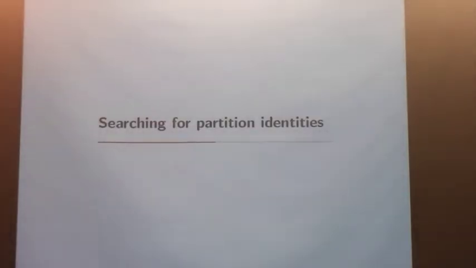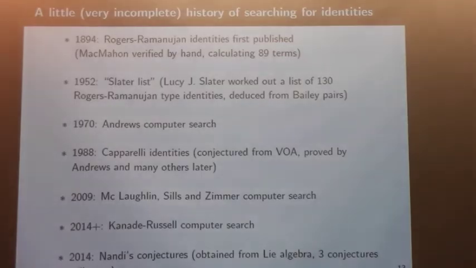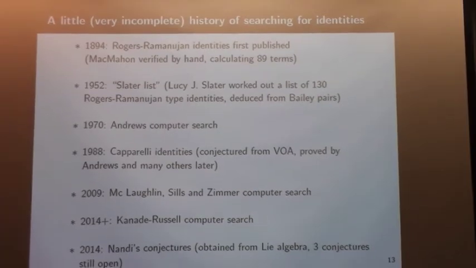Okay. So now on to the second part of our talk, searching for partition identities, so how we use this generalized algorithm. I let you just take a look at this very incomplete list or history of searching for identities. We mentioned the first Rogers-Ramanujan identities, first published in 1894, and MacMahon verified by hand, calculating 89 terms.